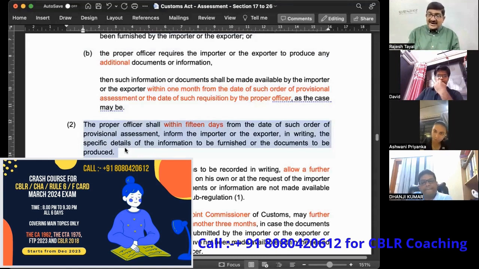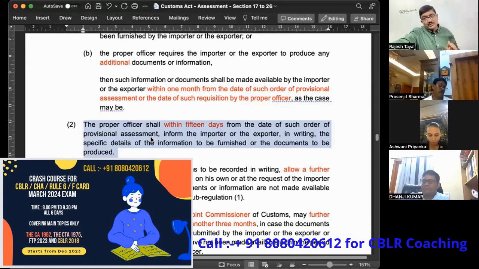So if he wants some specific data, some specific information or document, he has to make a requisition, and that must be done within 15 days from the date on which the order for the provisional assessment was made. Right. And if the requisition is made, then 1 month will start for the importer exporter after receiving the requisition. राइट, इसको डेट से रिलेट करके चलेगा. मान लीजिए 1 सितंबर को प्रोविजनल असेसमेंट का ऑर्डर हुआ. Provisional assessment is ordered on 1 September. Now what is the responsibility of the importer exporter to furnish the information? Within 1 month. By 30th of September. By 30th he should submit.